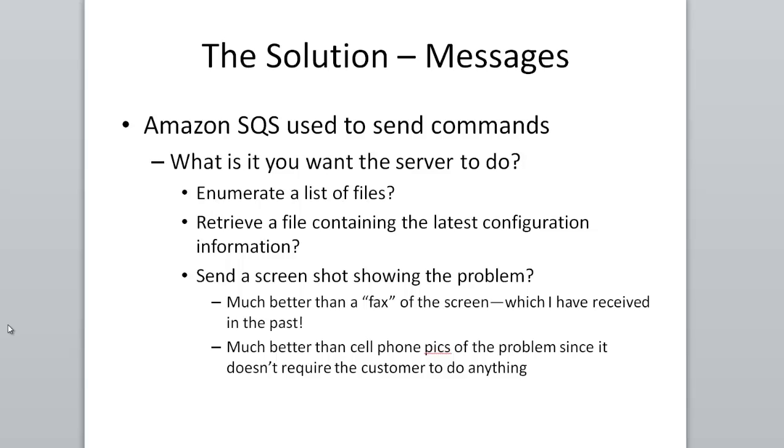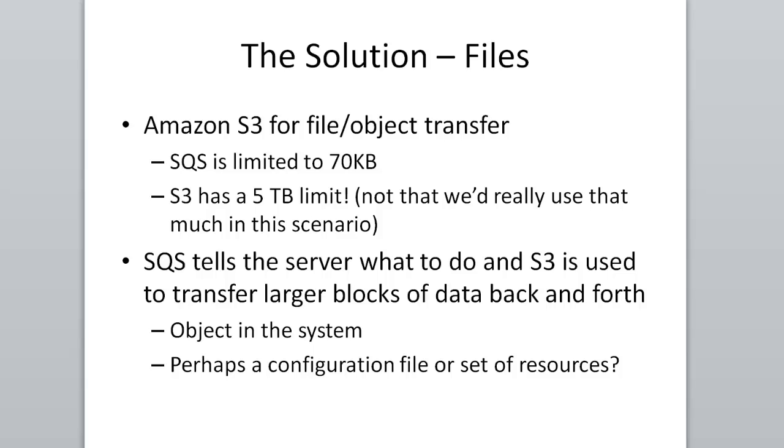So it'd be a lot simpler to be able to just send a command from my local system to that remote system to say, hey, give me a screenshot of the current screen, which would contain, presumably, the error message that might be displayed on the screen at the time. So Amazon S3 is used to transfer files and objects back and forth. The command is sent via SQS, give me this file. If the command is something that's going to return some sort of an object like a file, then S3 is used as a means of getting that file back to the local system.